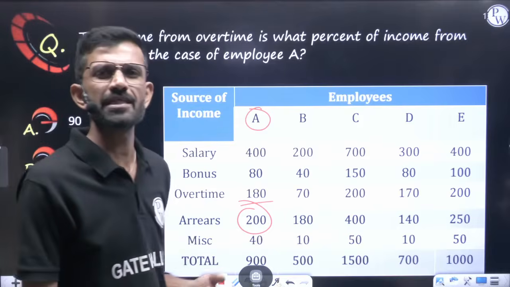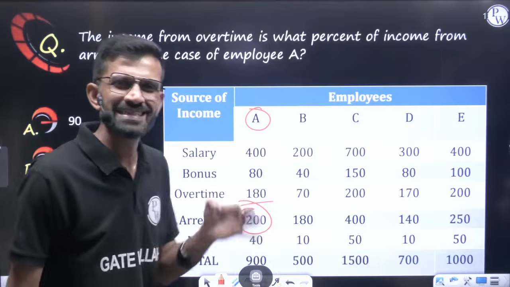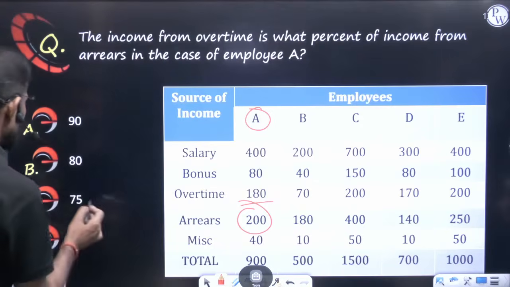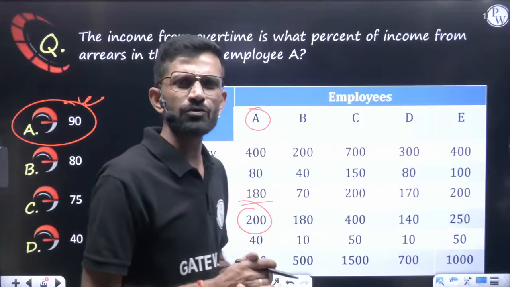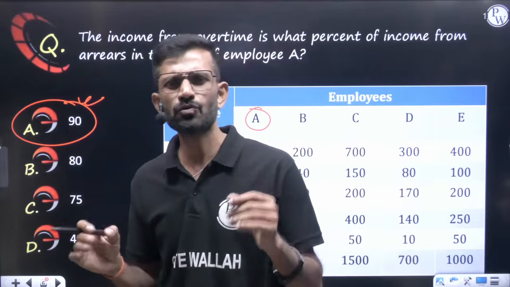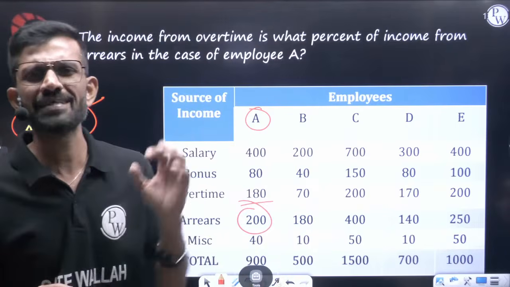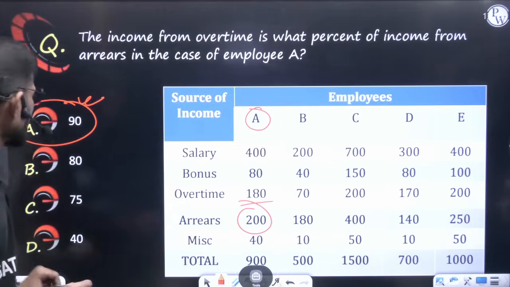We have covered the percentage topic. We can clearly say that in case A, his overtime is 90% of his salary. 90%, that is option A. See, a calculator is not required everywhere. I cannot say that, but without a calculator also you can do it if you are good at the basic concepts of percentages, ratios, averages and all. Moving to the next question.